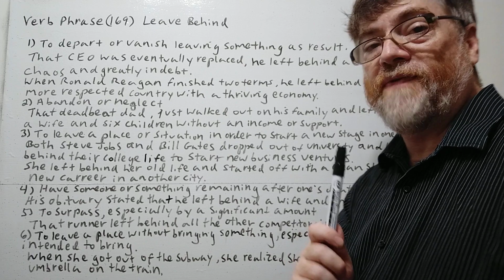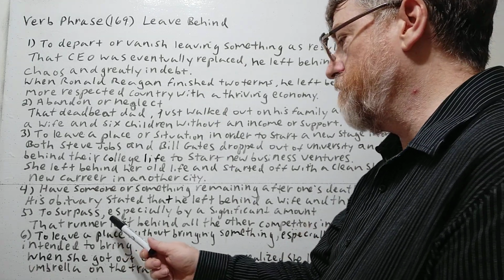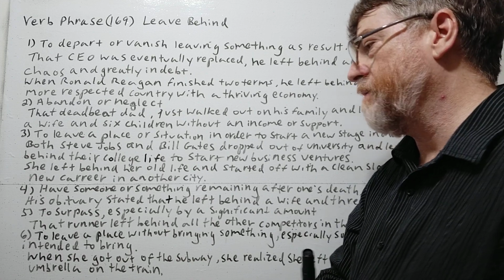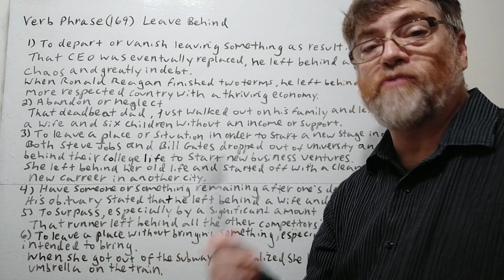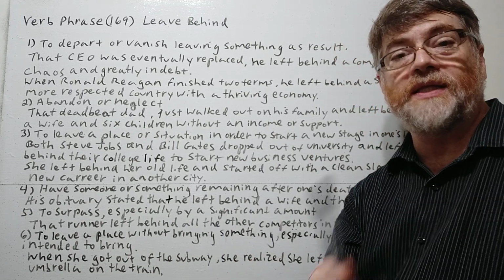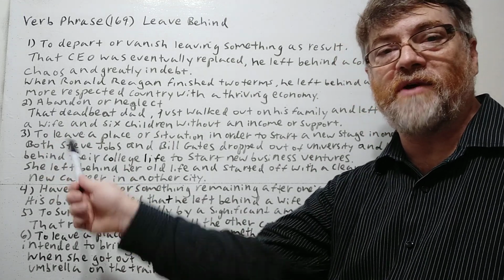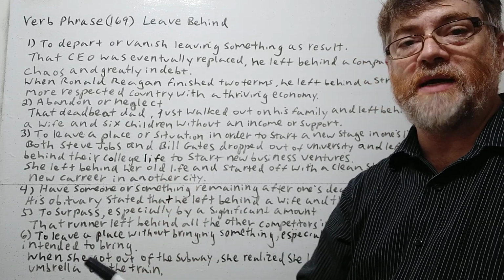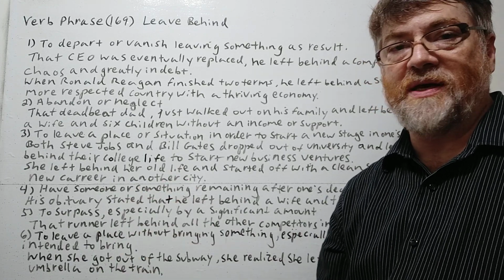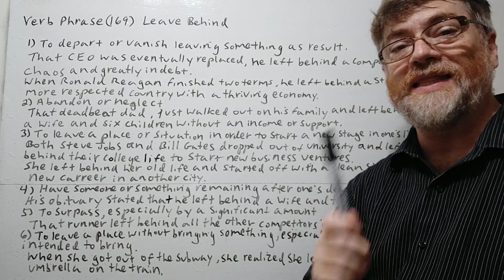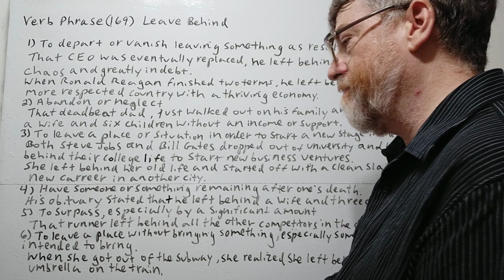Okay, good. Or number 5 here. To surpass, especially by a significant amount. Here, this could be in a race, of course. That runner left behind all the other competitors in the dust. So maybe he won that race by a wide margin. Nobody was even just a few feet behind him or anything. They were maybe, I don't know, even 100 feet behind him or something. He left them behind in the dust. Sometimes we say it that way.